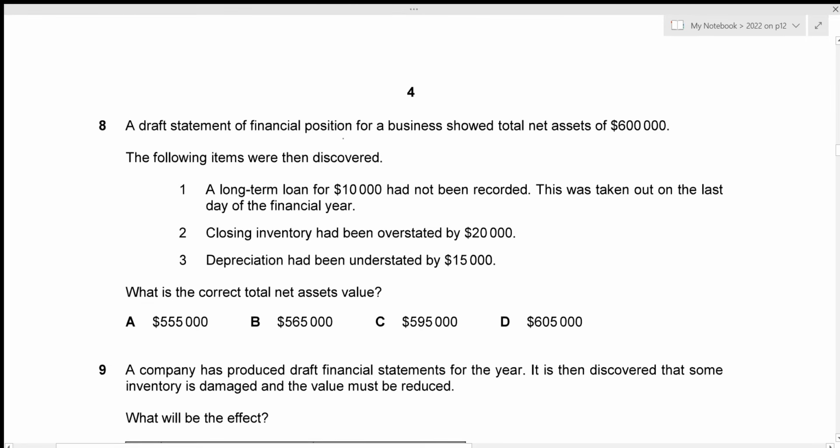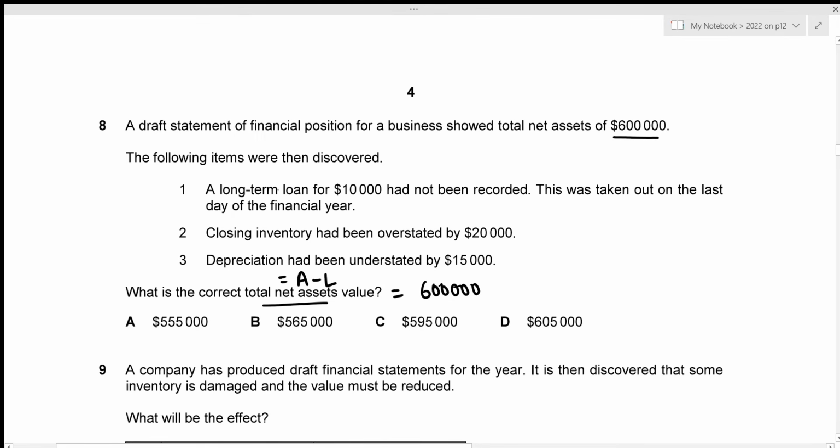A draft statement of financial position for a business showed total net assets of 600,000. The following items were then discovered. We need to figure out the correct total net assets value. So let's start with the draft value of 600,000. And remember that net assets is just the difference between assets and liabilities. So we subtract the liabilities and add our assets.